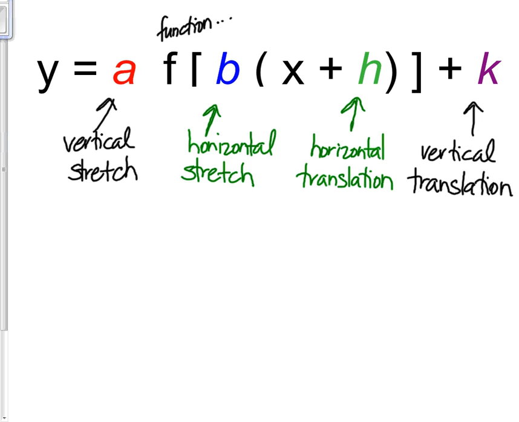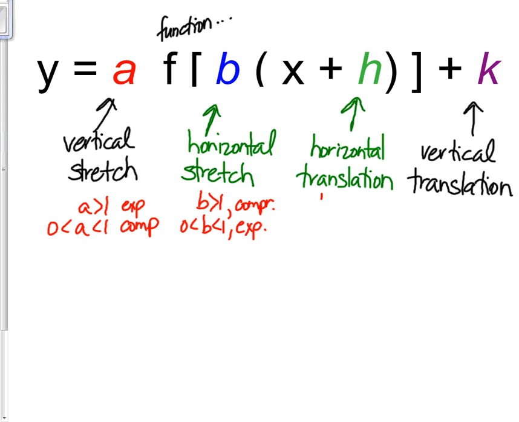If a is larger than 1, we have an expansion. If a is between 0 and 1, we have a compression. Next is the horizontal stretch, where things are backwards. If b is greater than 1, it's a compression. If b is between 0 and 1, or it's a fraction, it's an expansion.